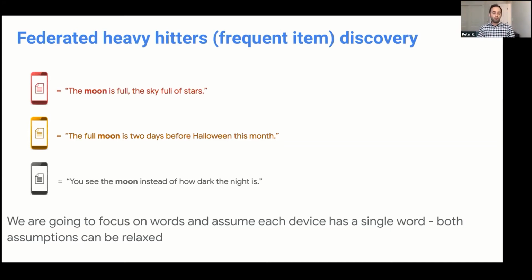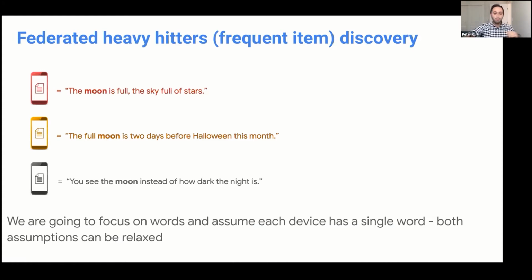Now, for the sake of simplicity and to keep things short, in this talk I'm going to focus on the setting where each device has one single word, but everything I'm going to say in this talk applies equally well for the setting where people have many words. So you don't have to restrict a client or a device to have a single word. People can have many words.